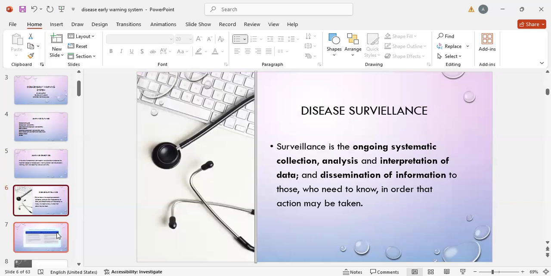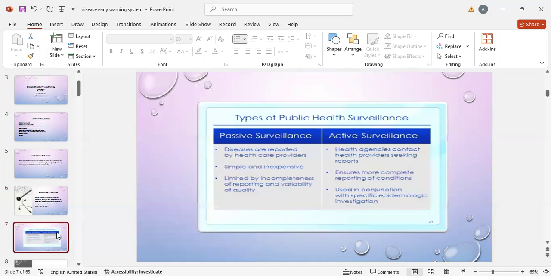Disease surveillance. Surveillance is the ongoing systematic collection, analysis, and interpretation of data, and dissemination of information to those who need to know in order that action may be taken.